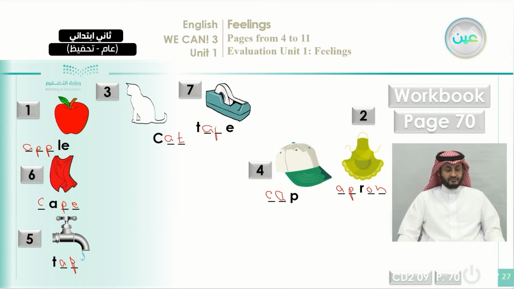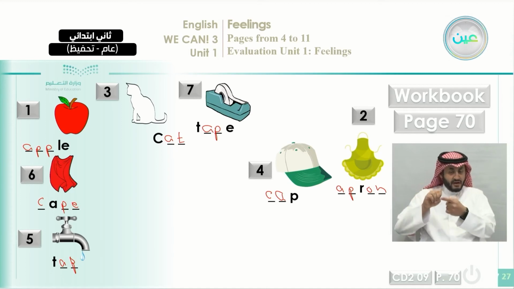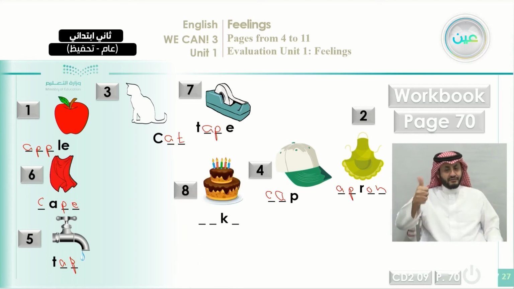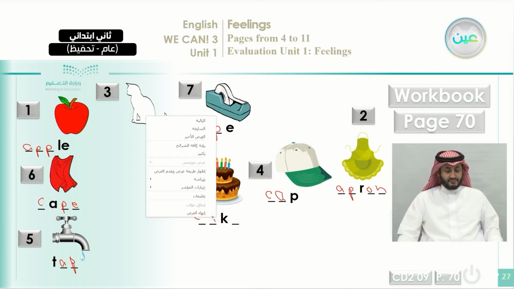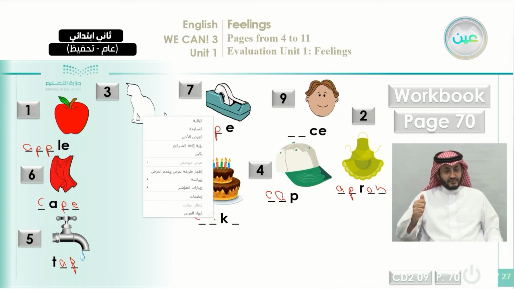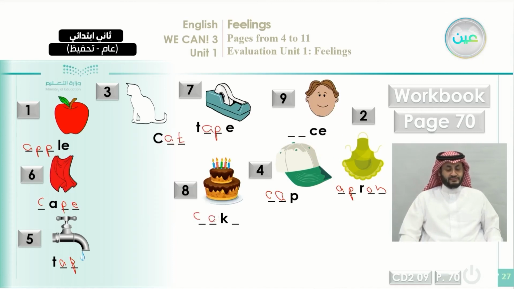T A P E. And we told you about the E, that is the clever E that makes the A pronounced as A, different than tab. If you say here number 5, it's a tab. But when you add E at the end, it becomes tape. Okay? Number 8, what is it? It's a cake. C A, cake. Okay, and number 9, that is a face.